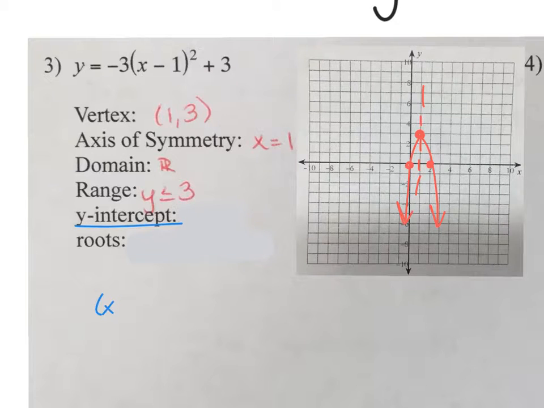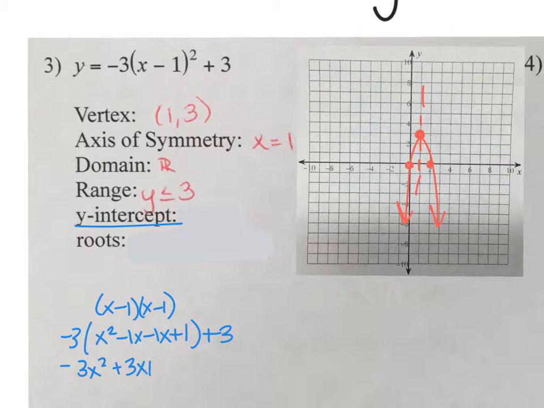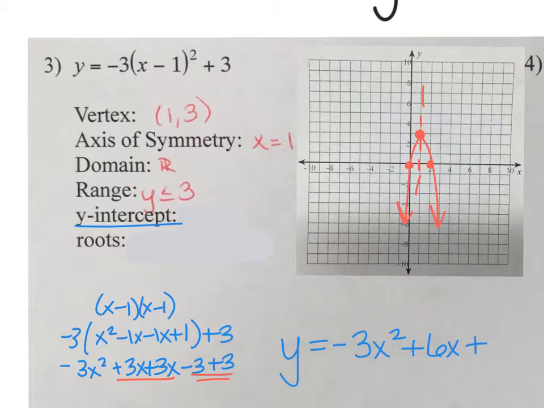Remember, anytime we want to find the y-intercept, we're going to do that by multiplying everything out. So we start with the parentheses. We write them twice because it's squared, and when we multiply that out, you're going to get x squared minus 2x plus 1. And then we want to bring down the negative 3 and the plus 3. When I distribute my negative 3, I'm going to get negative 3x squared plus 6x minus 3, and then plus 3 at the end. I know that's a lot of 3's. And then, like we talked about in class, we can combine like terms. So my final equation is y equals negative 3x squared plus 6x plus 0.